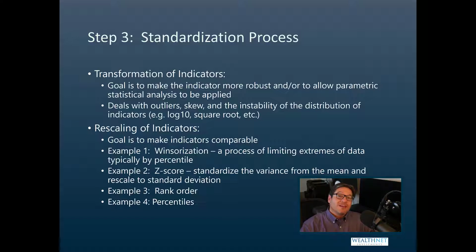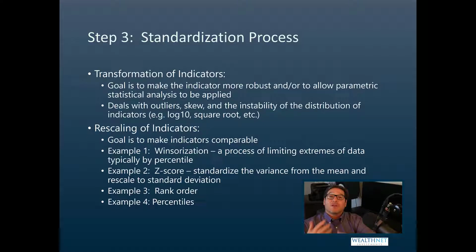And then we have the rescaling. Once we've transformed our data, we need to rescale it in a way that they can talk to each other, so they mean the same thing. If we have a 1, for example, as a rating, the 1 means the same thing in the technical world as it does in the fundamental world. That's the rescaling part, and the goal is to make the indicators comparable. Maybe we're Winsorizing and limiting extreme data, or maybe we're z-scoring, rank ordering, percentiles, quartiles, things like that. Now that we've done that, we have something that we can talk to each other on.